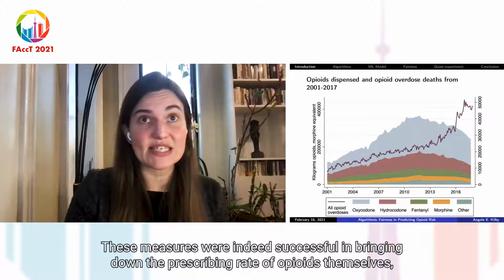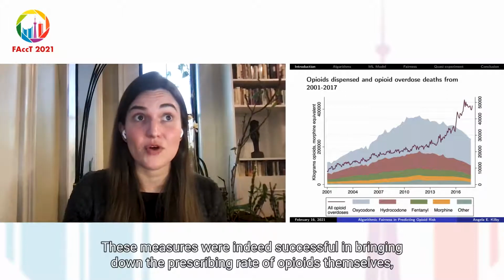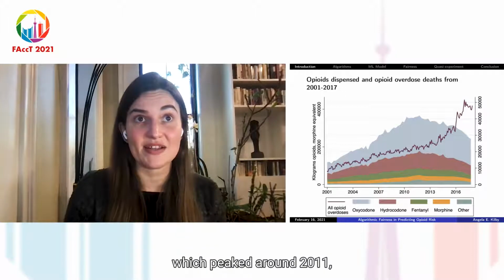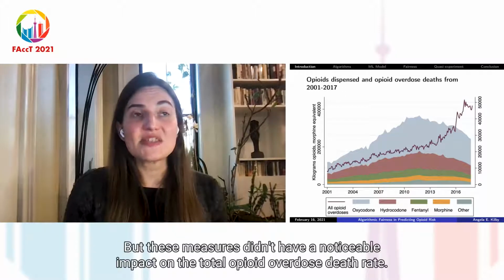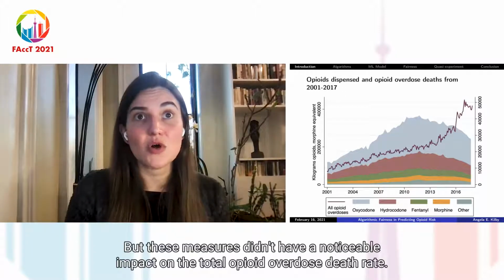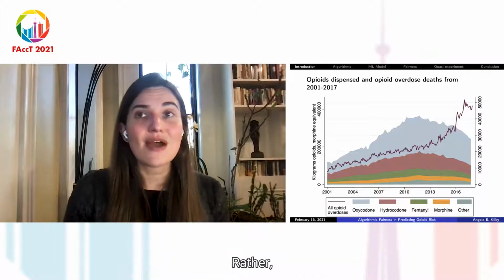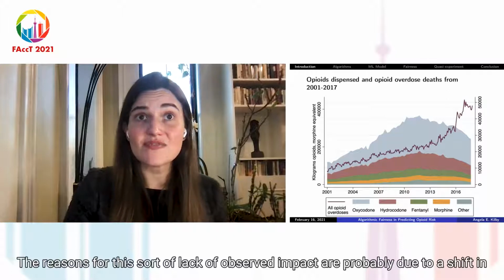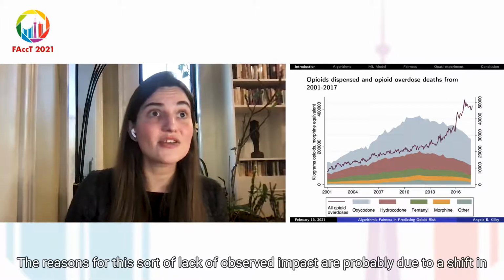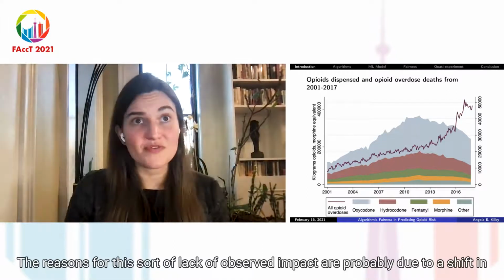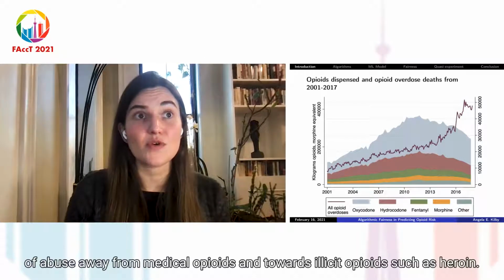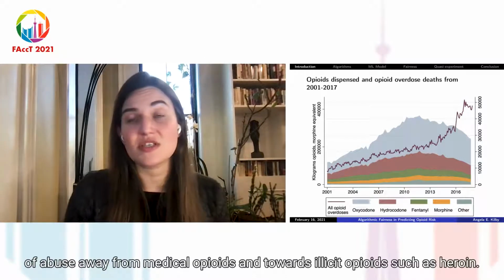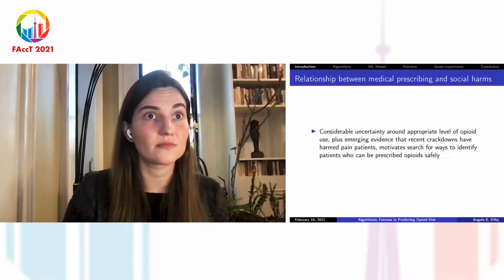These measures were indeed successful at bringing down the prescribing rate of opioids themselves, which peaked around 2011, as you can see. But these measures didn't have a noticeable impact on the total opioid overdose death rate. Rather, it seemed to begin to accelerate. As has been widely noted, the reasons for this lack of observed impact are probably due to a shift in the composition of opioid drugs of abuse away from medical opioids and towards illicit opioids such as heroin.